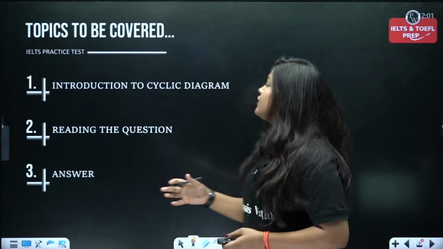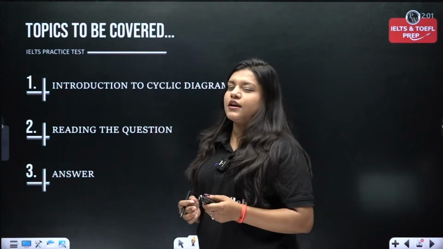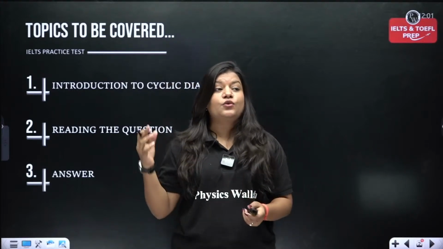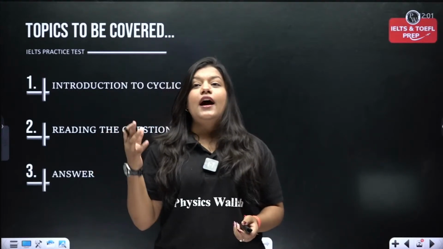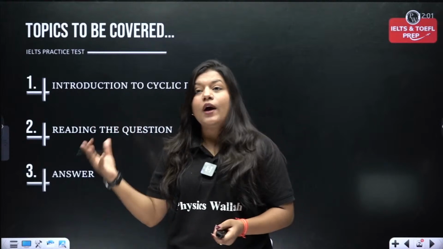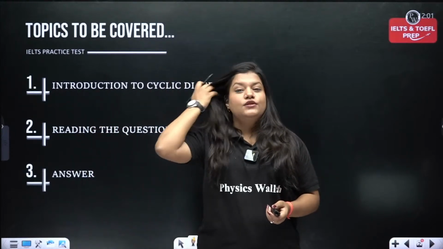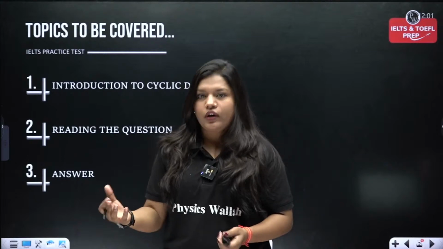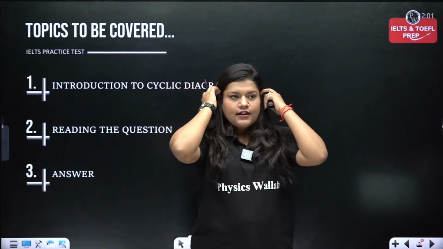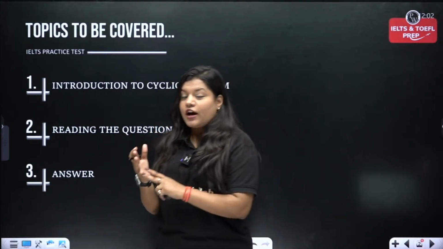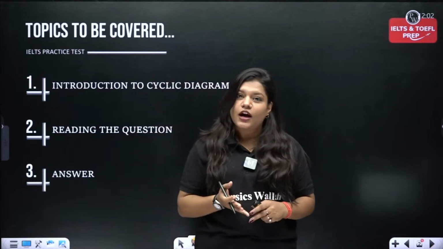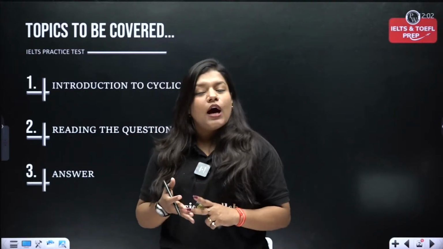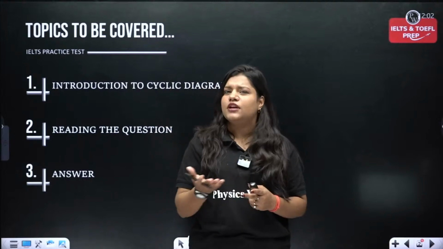So here are the topics. Today I'm going to start a very interesting session, and it is one of the best and easiest questions that you can encounter in your IELTS Writing Task 1 Academic. Basically, today I'm going to teach you about a little bit of cyclic diagram. If you know, Writing Task 1 consists of a bar chart, line graph, pie chart and cyclic diagram, non-cyclic diagram, flow chart, map and comparative diagram.